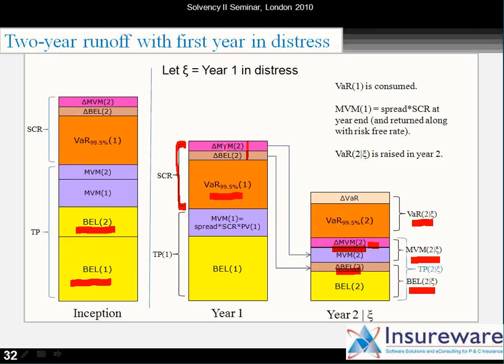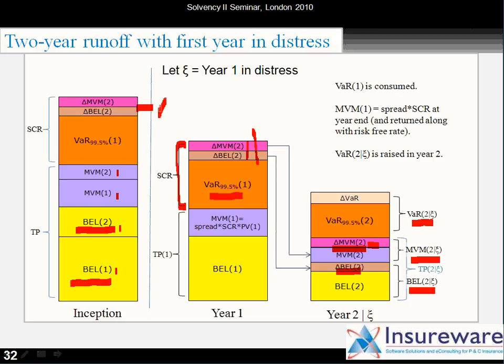Okay? So now, at inception, you've got the sum of the means, you've got the sum of the market value margins, but the SCR is the VAR and the delta Bell 2 and the delta MVM2. That's the trick. So there's no circular argument here, and the mathematics is tractable. Always look at year 2 first. If year 1 is in distress, these two components are added to the VAR. MVM1 changes, MVM2 doesn't. Bells are the sum of the bells. The sum of the MVMs is the market value margin in aggregate. You've got the VAR1 and the SCRs augmented.